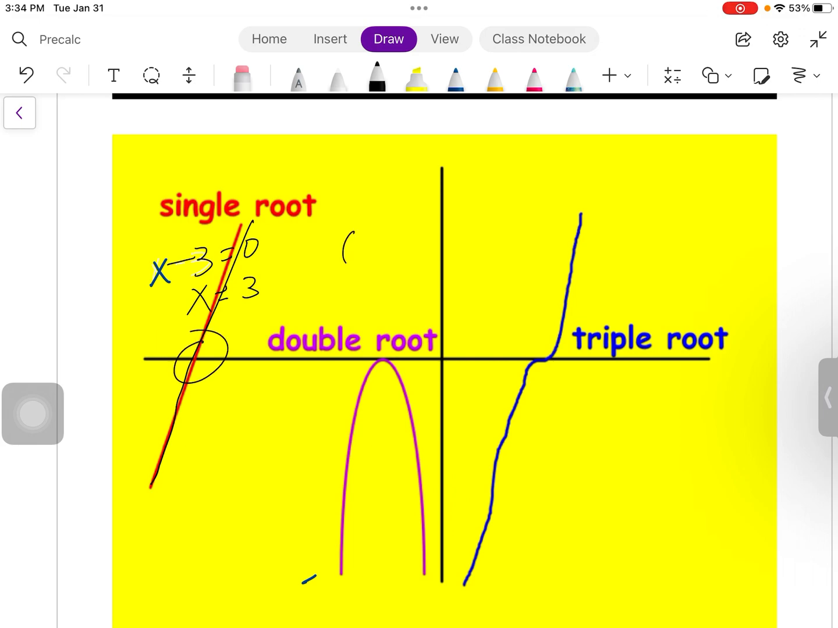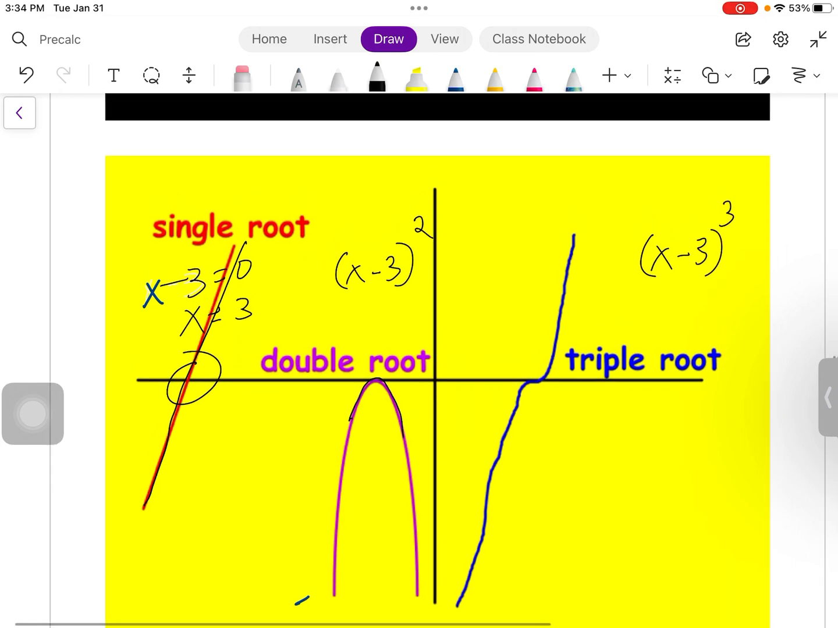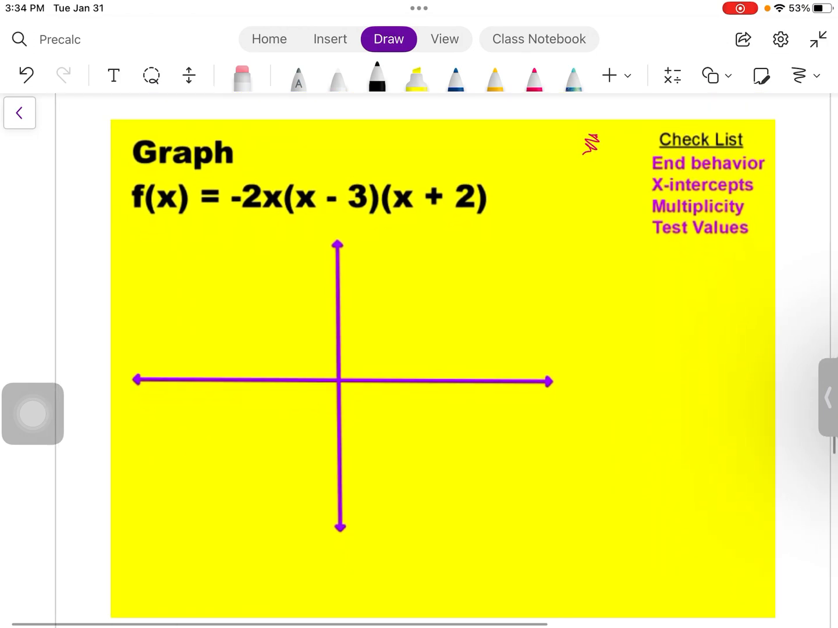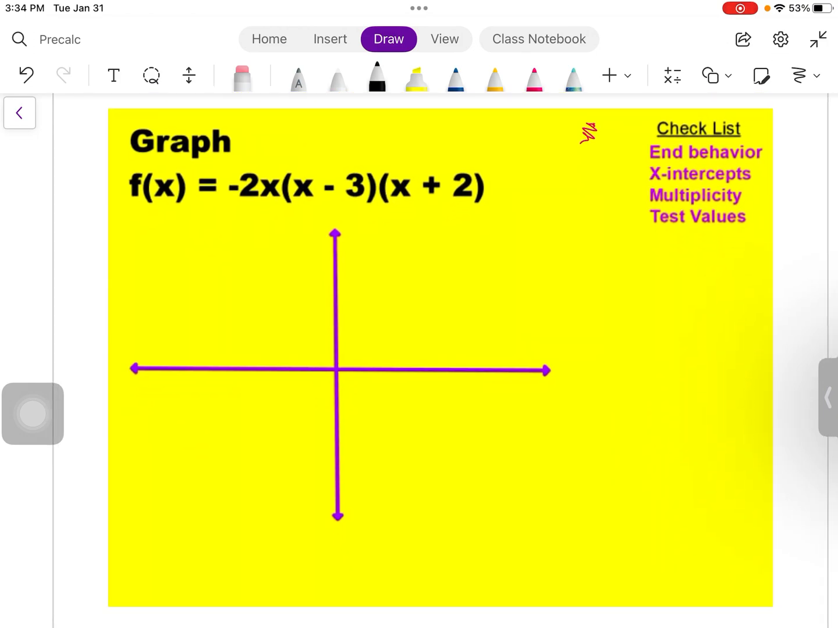If I have, say, x minus 3 two times, that means it's going to touch the x-axis at 3 once, but I'll end up giving this curve because of a double root. If I had x minus 3 to the third power, there's 3 of that root, so I get a triple root, which looks a lot like a single root, but with a little bit more curvature to it. Okay, so I'm going to use those tips to find out what this graph kind of looks like.